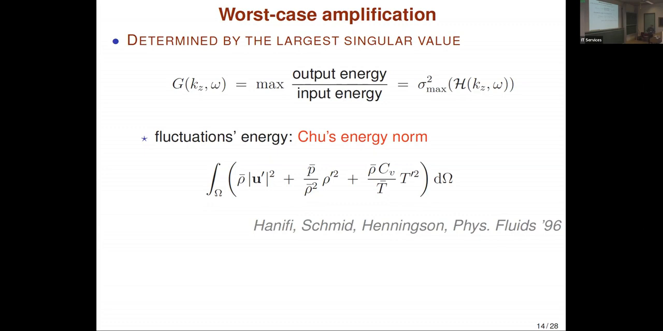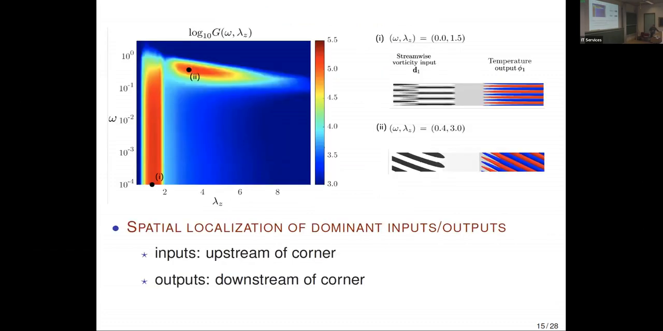So what I'm going to do now is take a look at how this worst-case amplification depends on the temporal frequency and on the spanwise length scale, essentially 2 pi divided by kz. And this is a pretty informative plot.